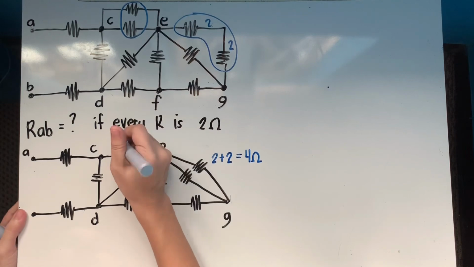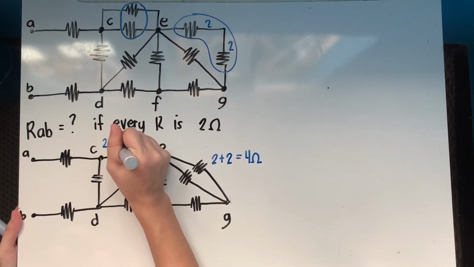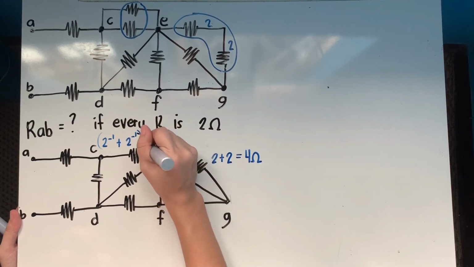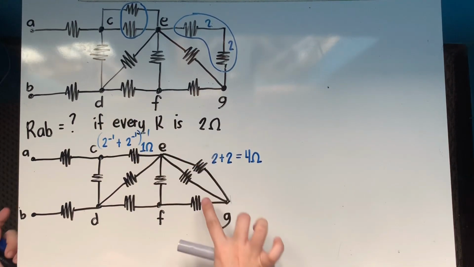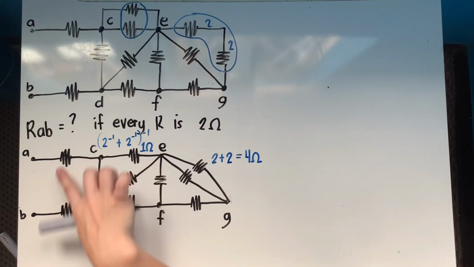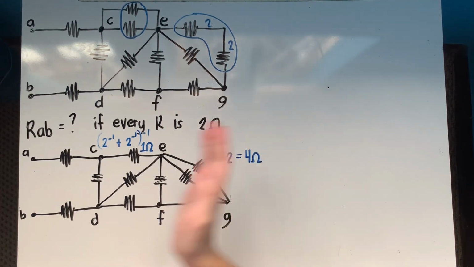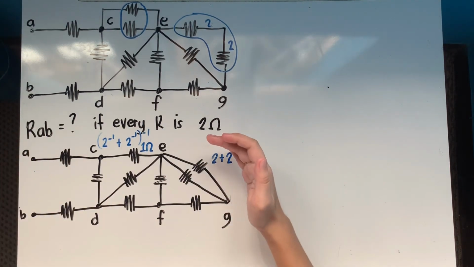So, solution natin dito is 2 inverse plus 2 inverse, inverse. This is 1 ohm. While the remaining resistors are still 2 ohms as per the given. Okay? So, saan tayo pwede magsimula ulit? Doon ulit sa dulo. Papunta tayo dito, diba? So, dito ulit tayo magsisimula.